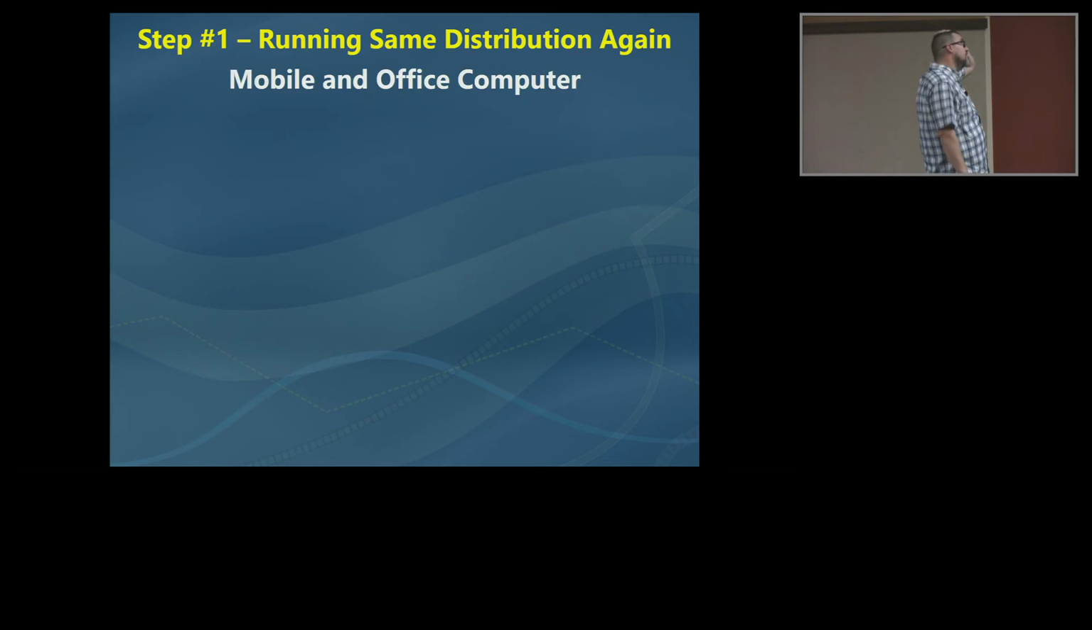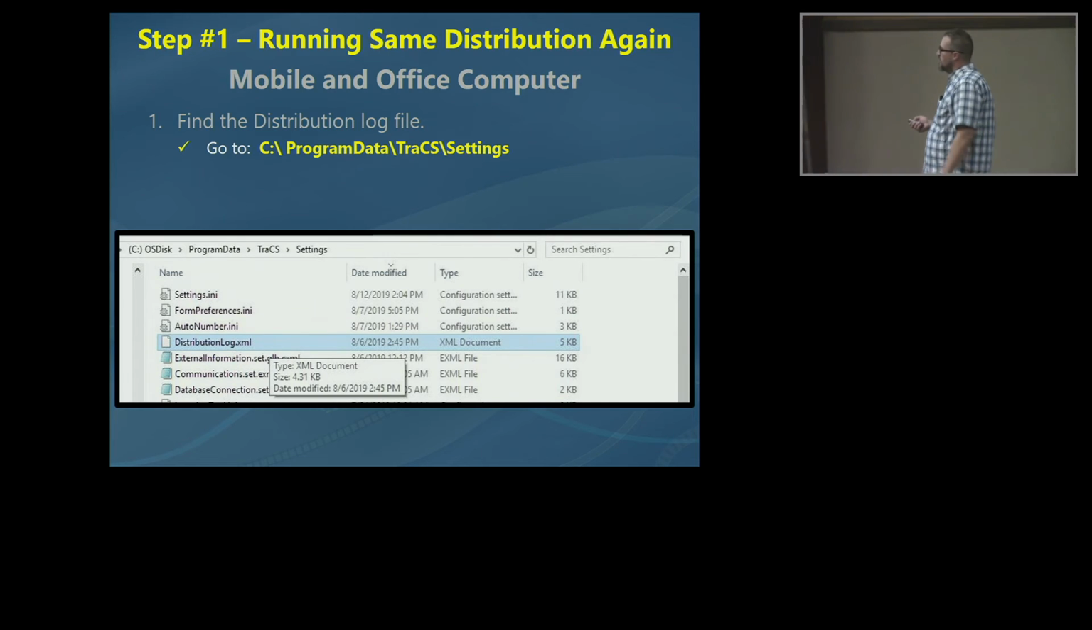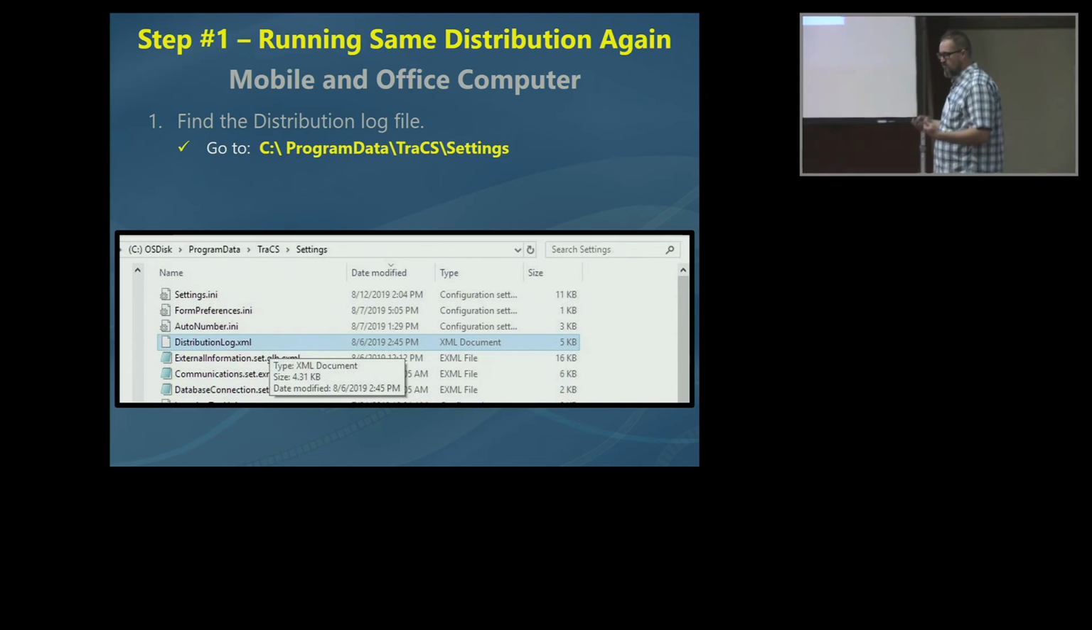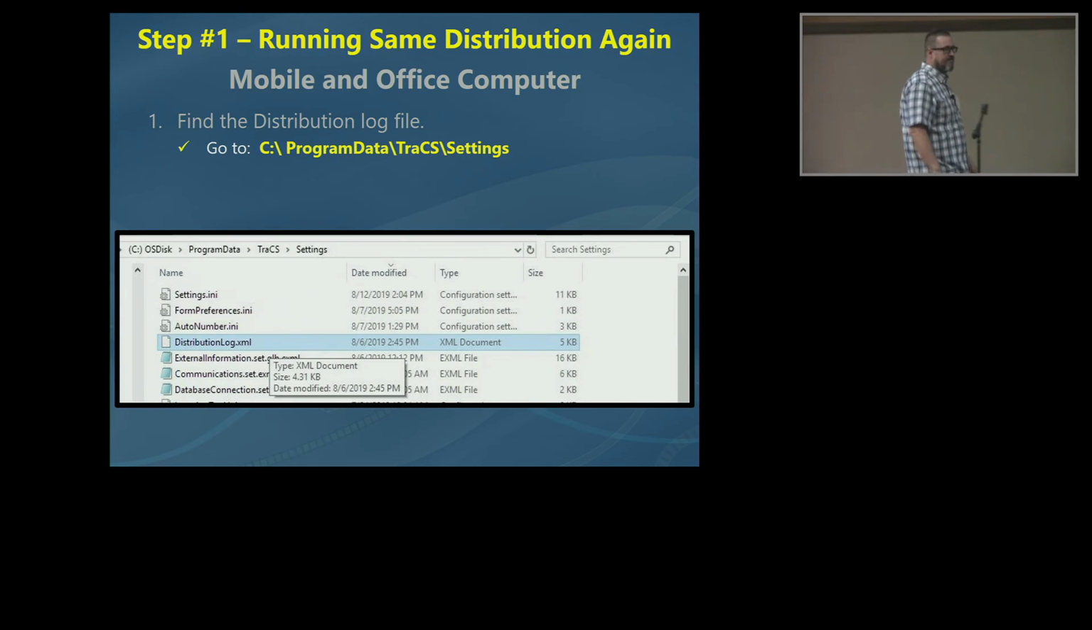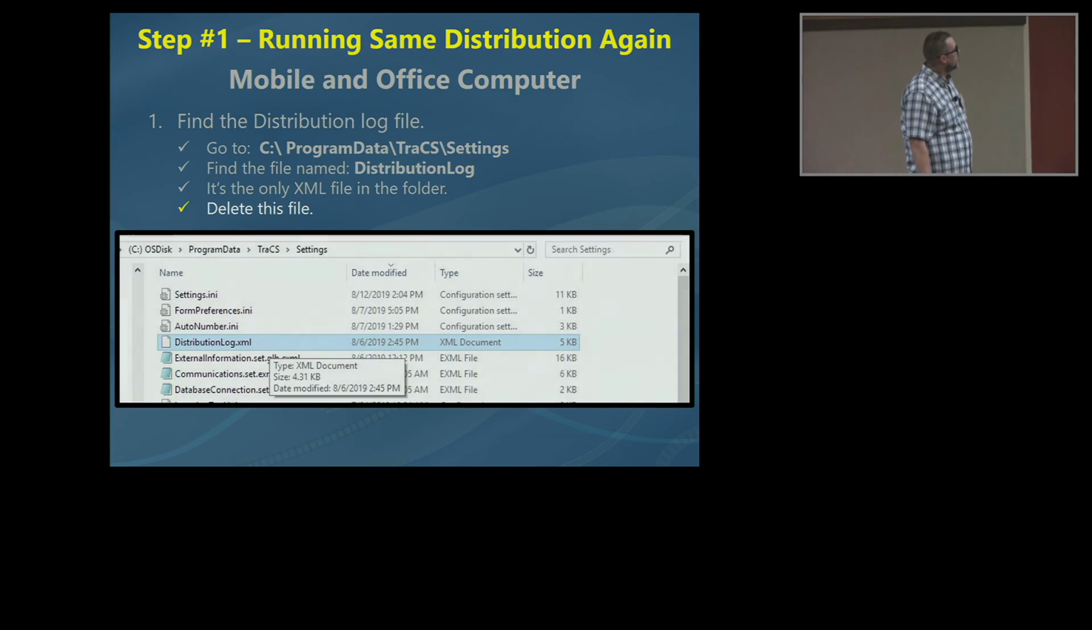On a mobile and Office computer, we got to find the distribution log file, and that is located in your C drive, program data, tracks, settings folder. If you don't have a distribution log file, it's never ran one. If it hasn't ran it properly, delete that guy. Delete that file. Close out of that window. It's only an XML file. You're not going to hurt anything.